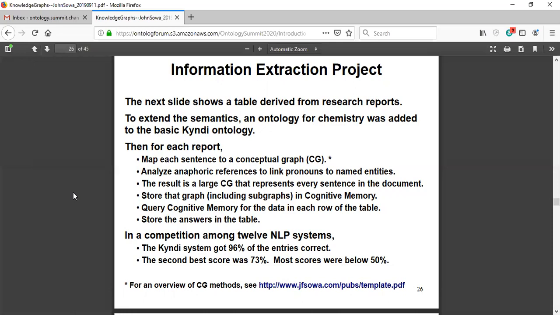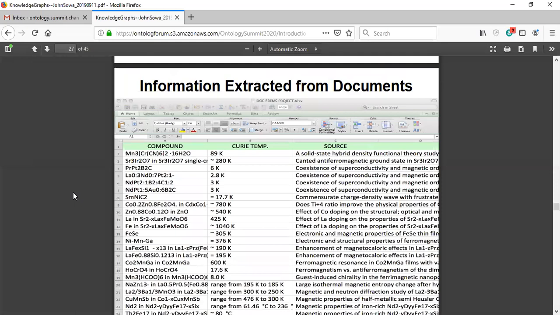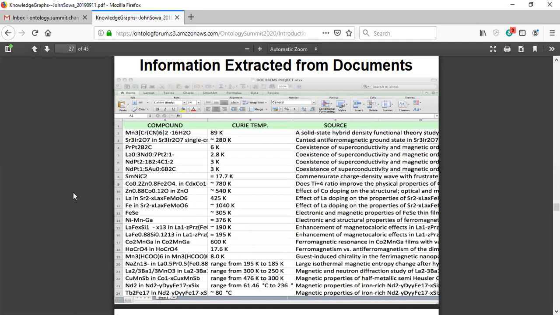And here's an example of the kind of stuff that was generated. There were several things they wanted to find for these various compounds. Like, here's this compound with manganese, chromium, carbon, nitrogen, and water that has a Curie temperature. That's the point at which this compound becomes superconductive. And then here's the source, the name of the report from which that information was derived. This table was automatically generated by the VivoMind technology from that original set of documents provided by the client and the Department of Energy. And so there it is.